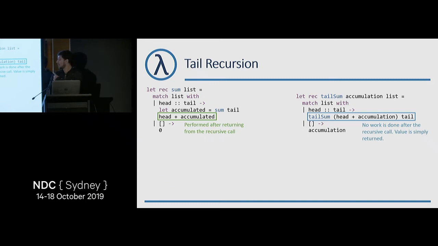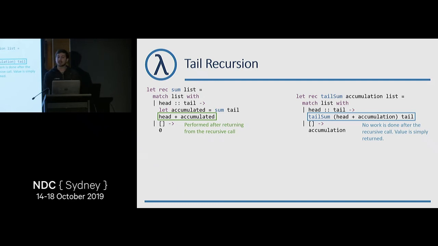So this new tail sum function on the right-hand side here takes a new accumulation parameter, and it does the same pattern match that we did on the list before. So we extract that head off the list and have the tail. But this time we add the value of the head to the value of that new accumulation parameter, and we pass that to the recursive call to tail sum along with the tail of the list. And the value of this recursive call is immediately returned. And you can see that no work is being done after the recursive call at all. We just return its result directly.